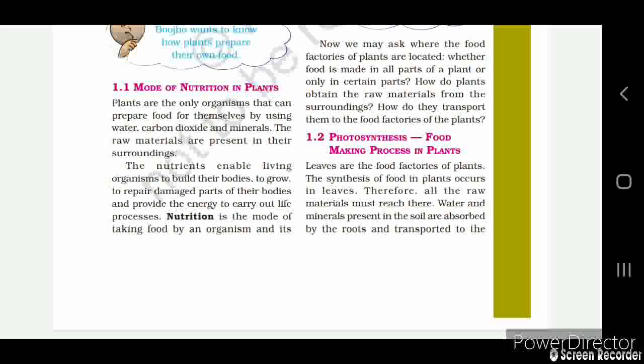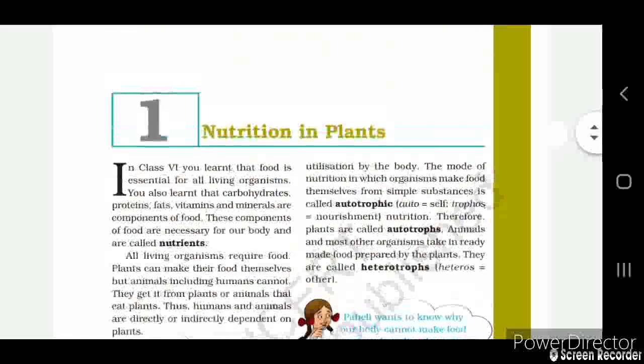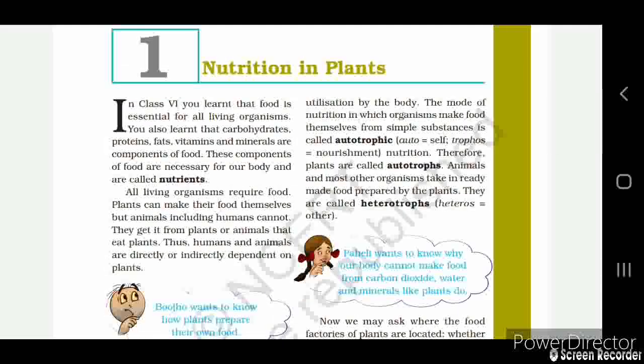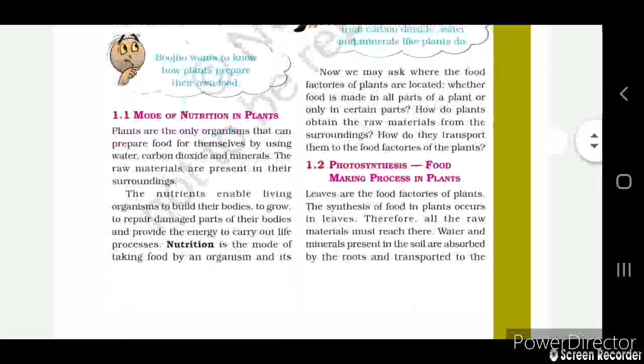So nutrition is the mode of taking food by an organism, and its utilization is done by our body. The mode of nutrition in which an organism makes food by itself from simple substances is called autotrophic. Autotrophic means self-preparation of nutrition. Therefore plants are called autotrophs because they prepare food by themselves. Animals and most other organisms, including human beings, depend upon plants for food. Therefore we are called heterotrophs, meaning we depend on others.